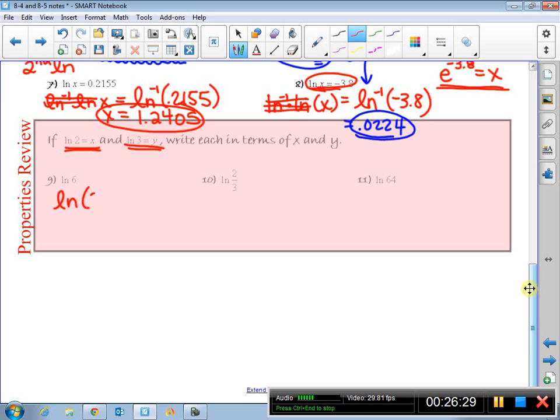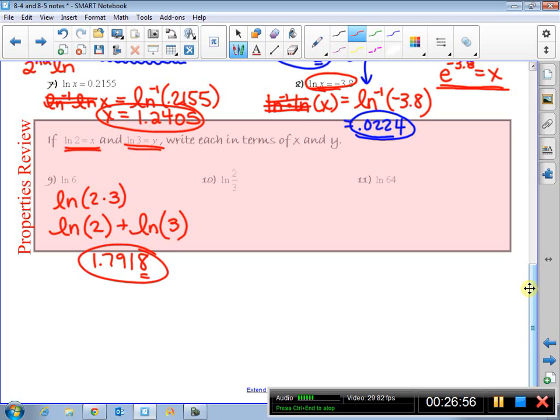6 is 2 times 3. So when I'm multiplying, we can split up the logs with addition. Go ahead and put in the ln of 2, close your parenthesis, plus the ln of 3, close your parenthesis. I've got 1.7918, still rounding. Let me check that one again. ln of 2 plus ln of 3. Yeah, we're looking good.